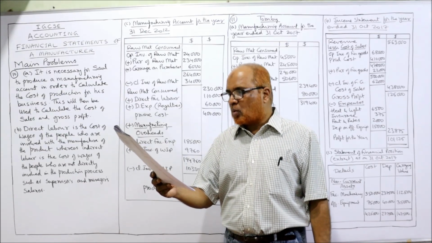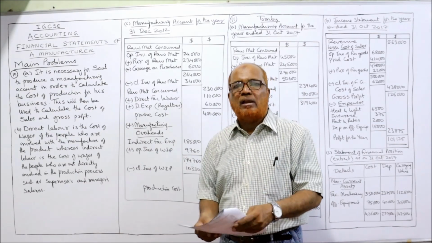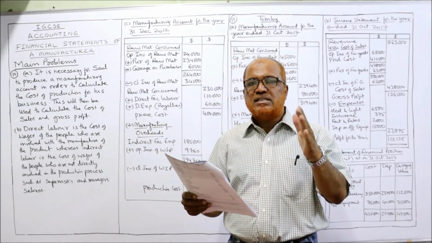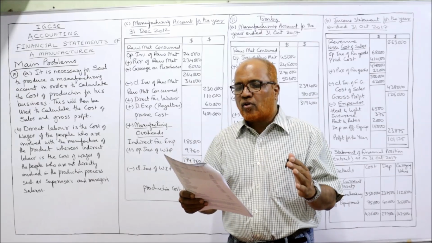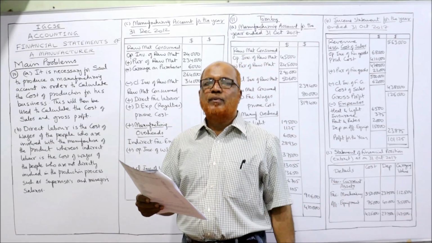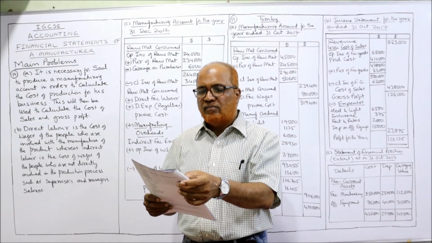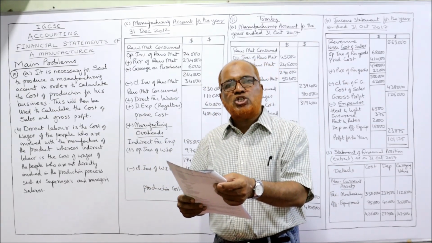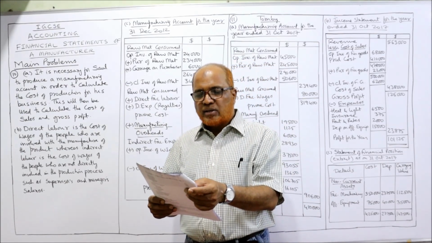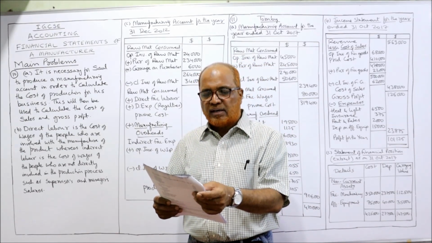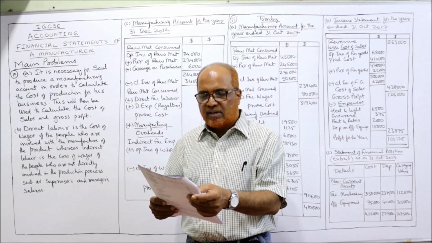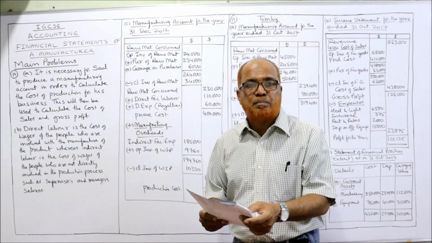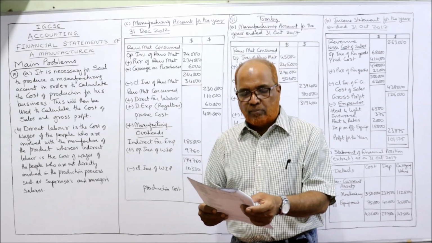The following information is provided for the year ended 31st December 2012. Here we are given the stock of raw material on 1st January 2012 and the stock of raw material on 31/12/2012. Opening inventory of raw material, closing inventory of raw material. Then WIP, opening, closing. Stock of finished goods, opening, closing. Purchase of raw material, carriage on raw material, direct factory wages, indirect factory wages, royalties. Remember, royalty is a direct expense. It's a part of prime cost.